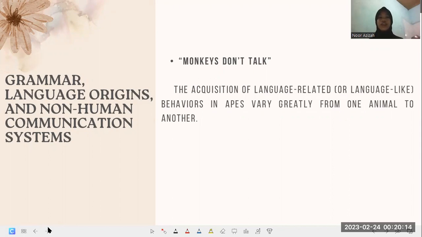But although apes exhibit some of the behaviors that humans do, there are substantial differences between the way humans and apes use language. Next slide, please.